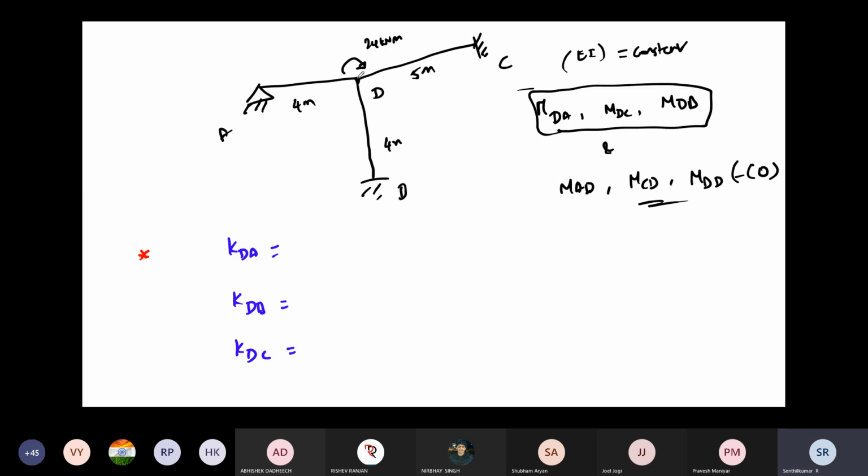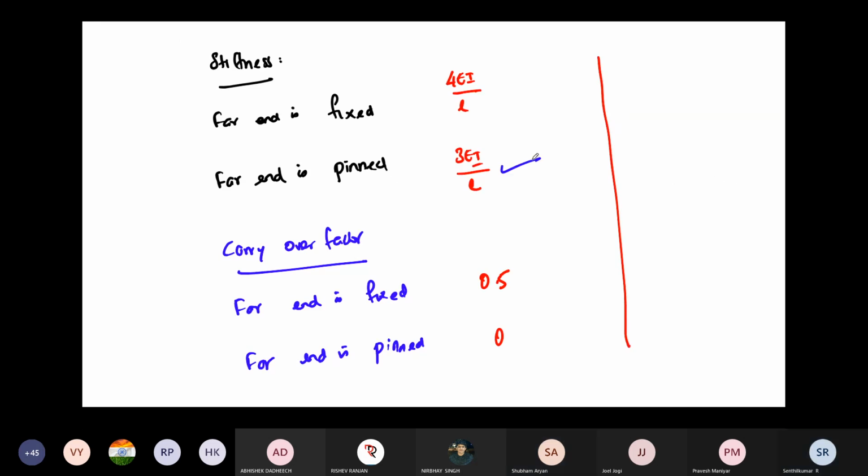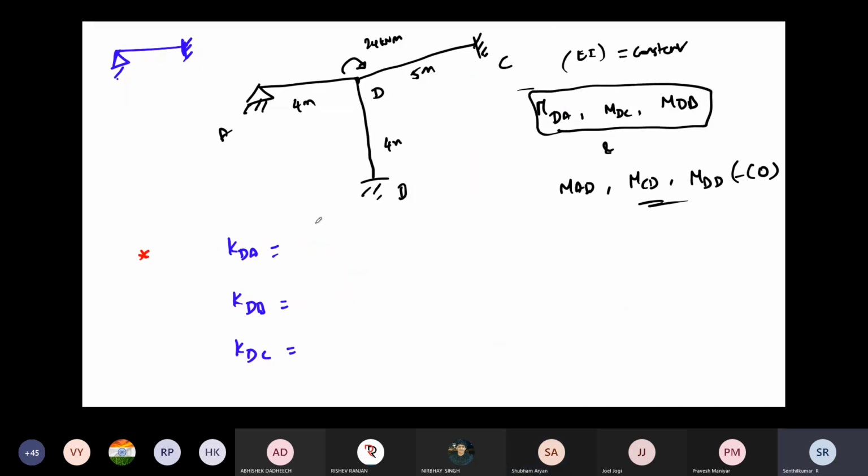So KDA, now applying the moment at this, first you have to lock the support D. It's now fixed. Right? So whatever moment applied, how much stiffness it will create here. If one end is fixed, far end is pin, what is your stiffness? 3EI by, what is your length? 4 meter. Then what about KDB? Here you have locked it, fixed. Again this also fixed, so your value will be 4EI by 1. Then DC, fixed only far end, so 4EI by 5.